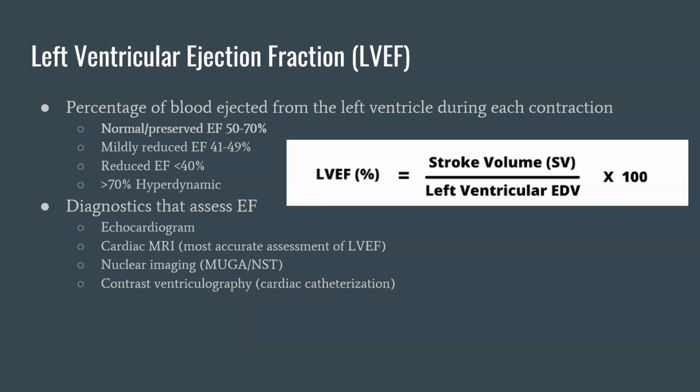So why doesn't everybody get a cardiac MRI? Expensive. It's too expensive and it won't be approved by everyone's insurance. Nuclear imaging, you're going to hear MUGA, nuclear stress test can give you an ejection fraction estimate, or a contrast ventriculography, also known as an LV gram on the cardiac cath.